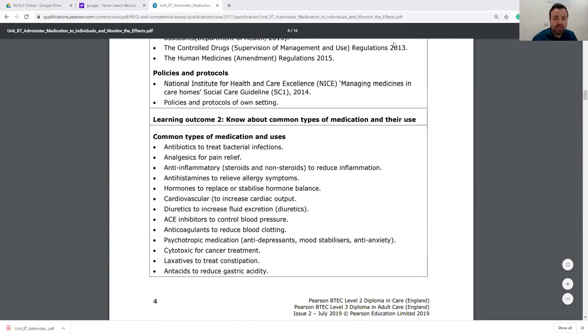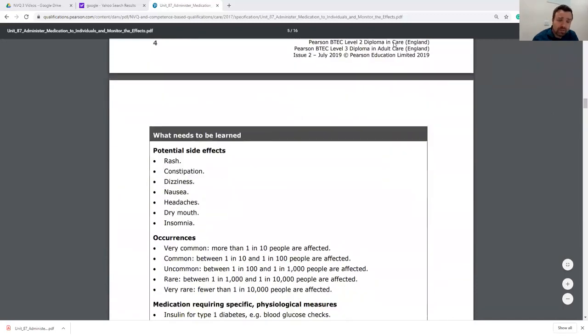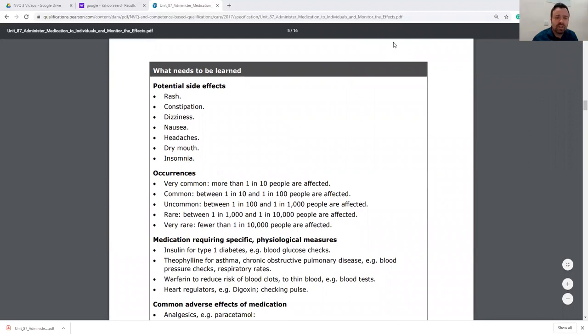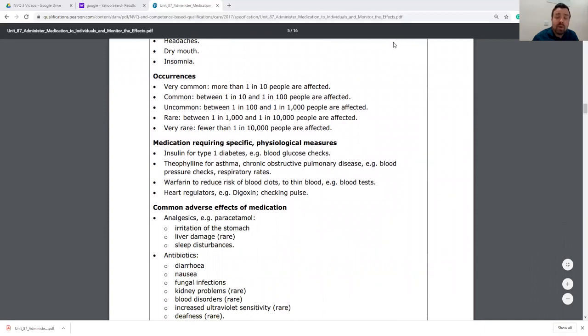Here, it gives you a list of common types of medication: antibiotics, anti-inflammatories, antihistamines, cardiovascular, and again, you should know what they're for. The potential side effects we discussed were rashes, constipation, dizziness, nausea and dry mouth. Occurrences are about when a side effect happens, and it gives you an idea of whether it's very rare or very common. Obviously, the more common it is, the more we should be vigilant on that person. Physiological measurements such as insulin, we discussed already. Warfarin, we discussed again, and digoxin, checking. Again, we covered.